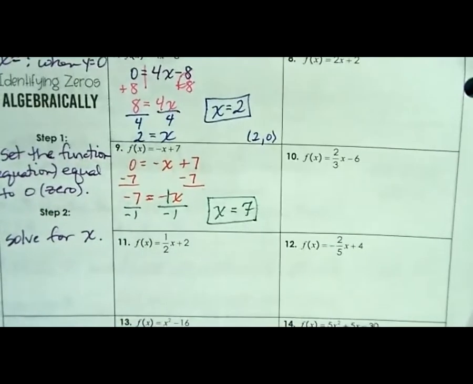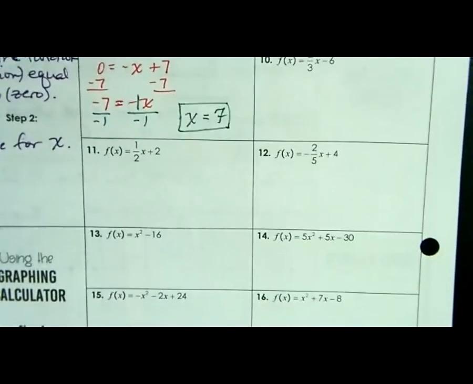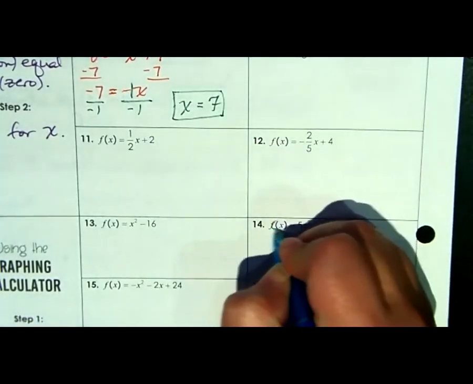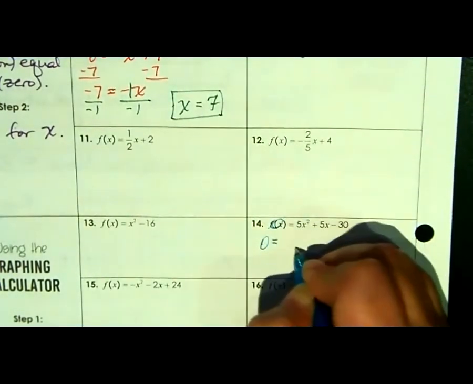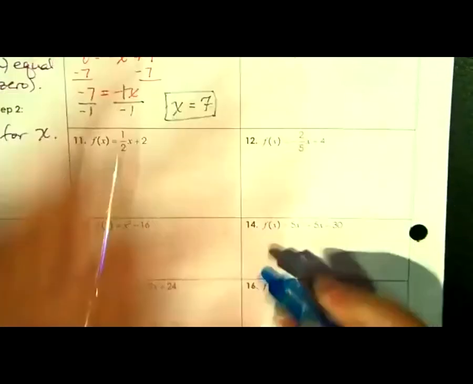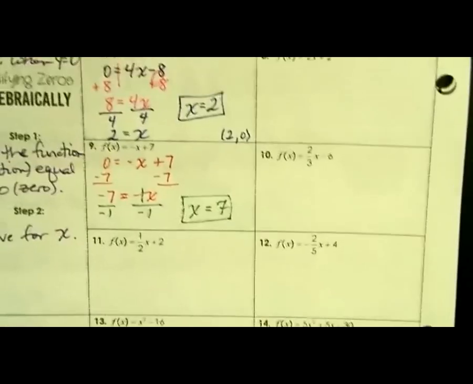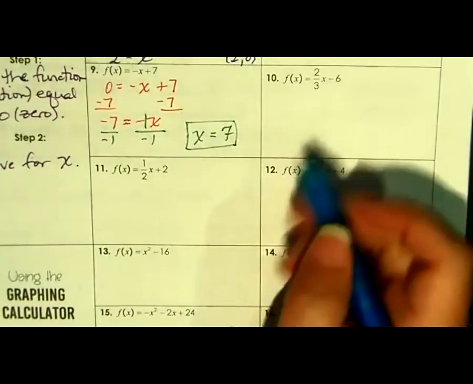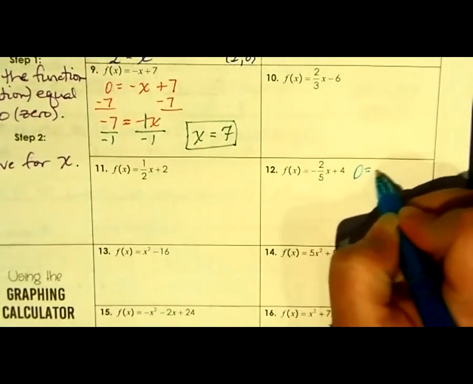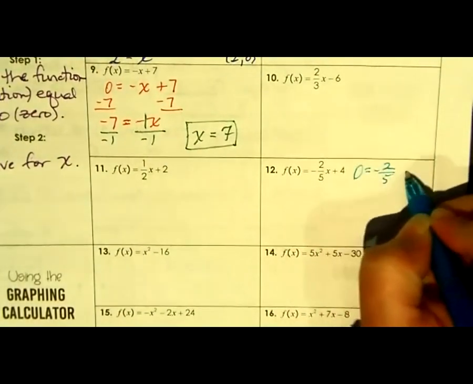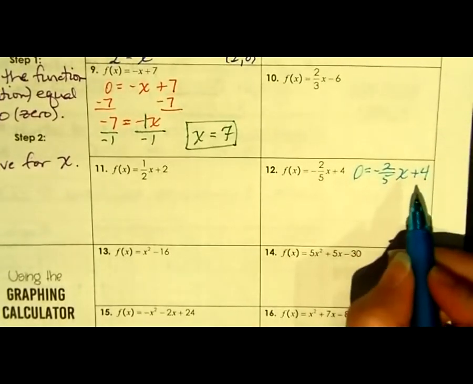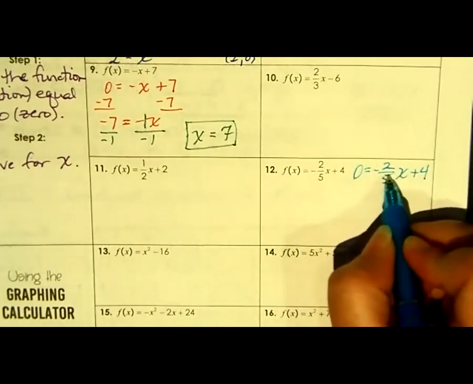Next, real quick, and then we get to use the calculator and the computer for the rest of this. Okay, so again, I'm plugging in 0 for the f of x. So I'm going to have 0 equals, oops, wrong problem. For those, we get to use calculator. I'm plugging in the 0 here, so I'm going to have 0 equals -2/5 x plus 4.